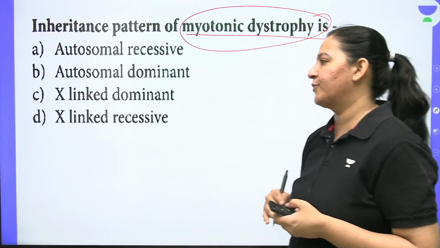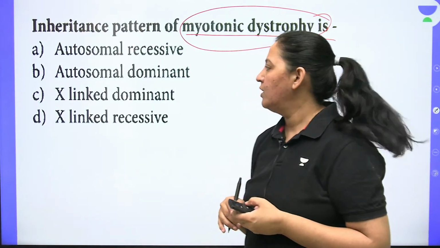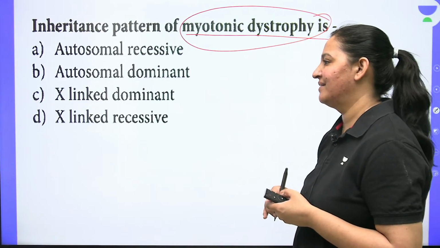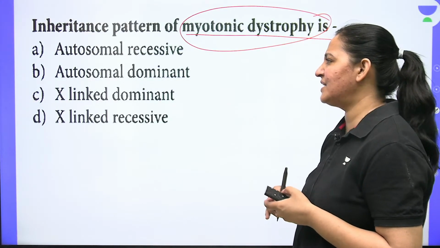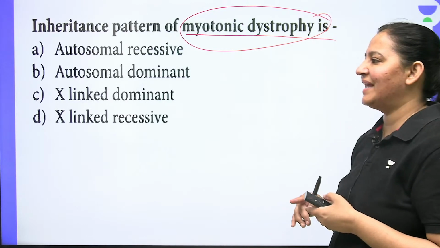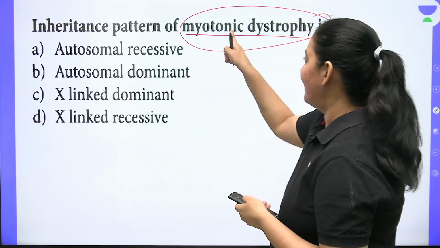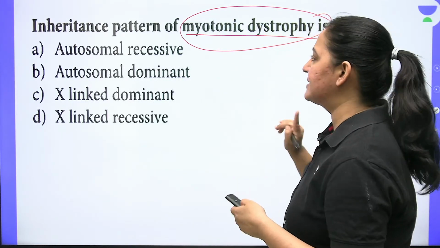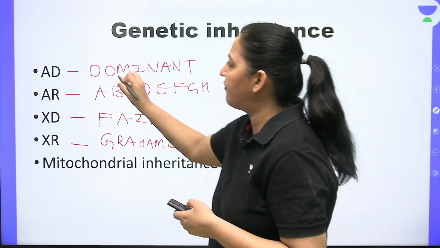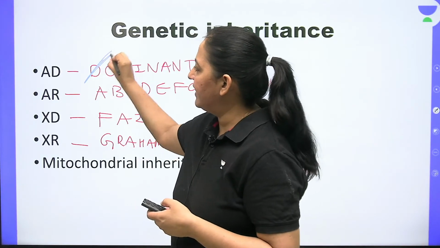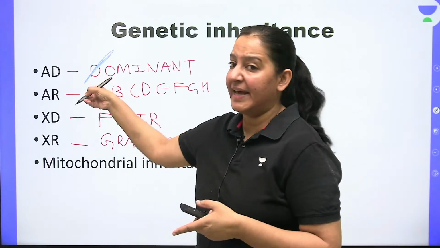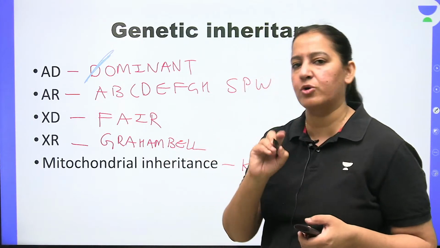Yes, Lavanya, absolutely right. Yes, Parag. Yes, Aniru. Osama, is it A or B? Many students are saying A, many are saying B. I'm asking about myotonic dystrophy. I told you only one dystrophy is this one. This D, dominant ka D, is myotonic dystrophy. So the correct answer is autosomal dominant.